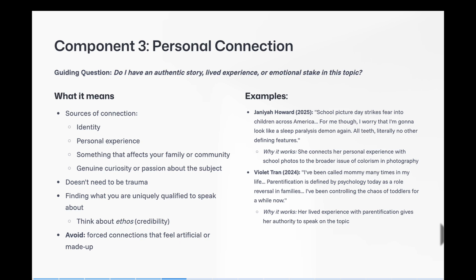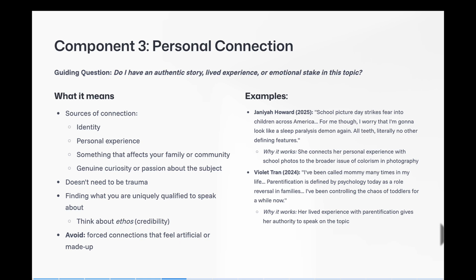And sometimes you can garner that ethos, but I think oftentimes the speeches that work really well are speeches that have a strong personal connection to that individual, so it becomes clear that they have something to add here. Like when Janai Howard is talking about her own fear of school picture day because she's afraid of what she's going to end up looking like. All teeth, literally no defining features, as she says in her speech. That personal experience makes her feel like she actually has something she's uniquely qualified to talk about.